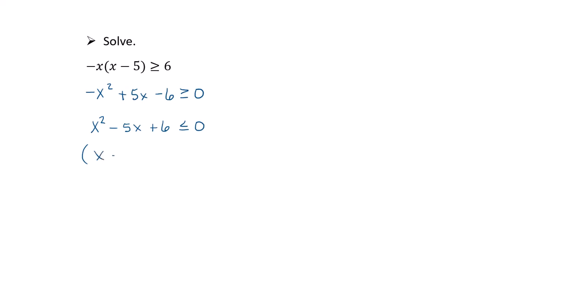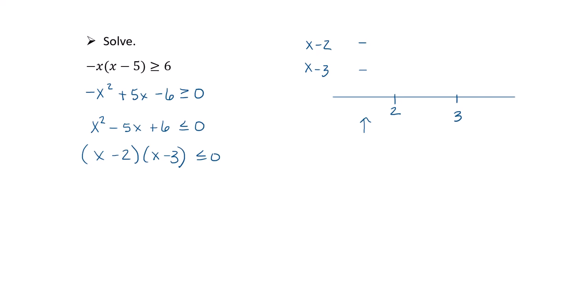Now, I can factor. This is an x minus 2, x minus 3, less than, equal to 0. Let's go ahead and make our sign chart. My critical values are 2 and 3. I'm going to list the factors, x minus 2 and x minus 3. Testing 0, I get 0 minus 2 is negative, 0 minus 3 is negative, and I have an even number of negatives. That makes this a positive interval.